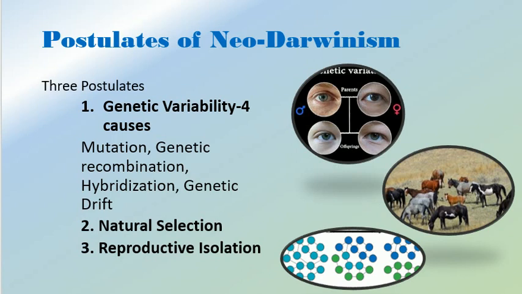This theory's first postulate is genetic variability, and four causes are there for the understanding of the genetic variability. The second postulate is natural selection, and the last postulate is the reproductive isolation. Now we will study all these postulates one by one. Let us go through the first postulate, that is the genetic variability.